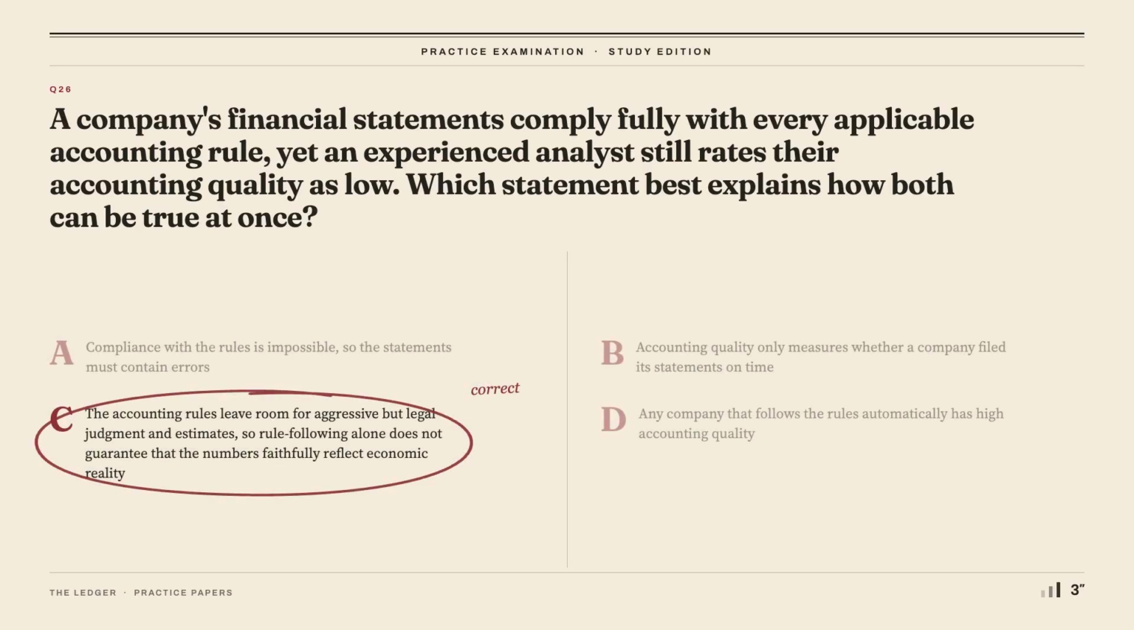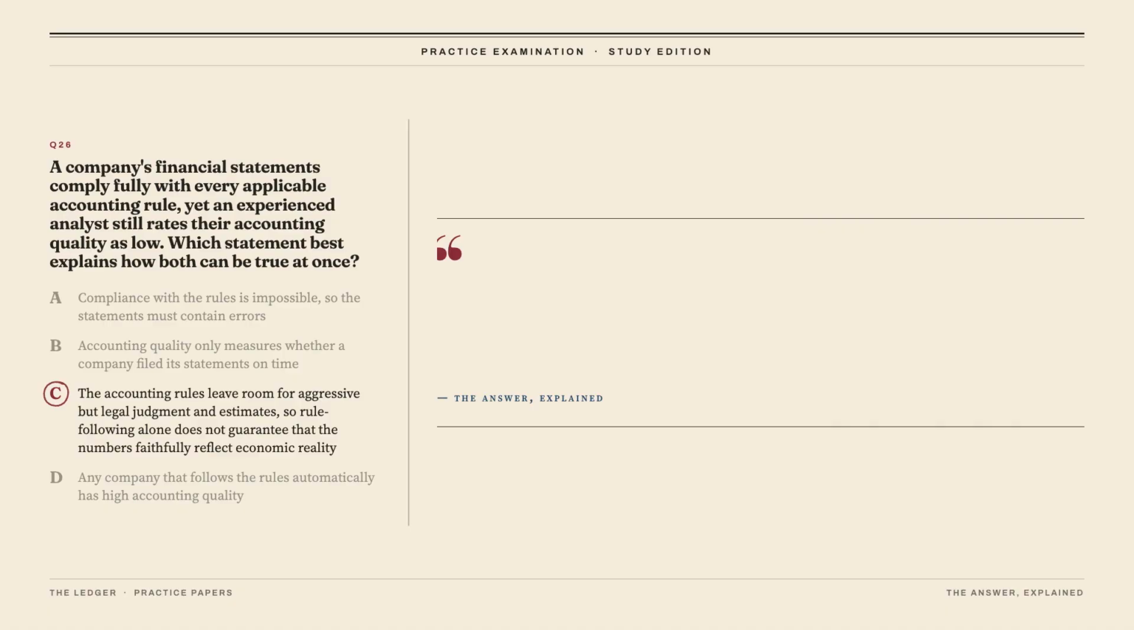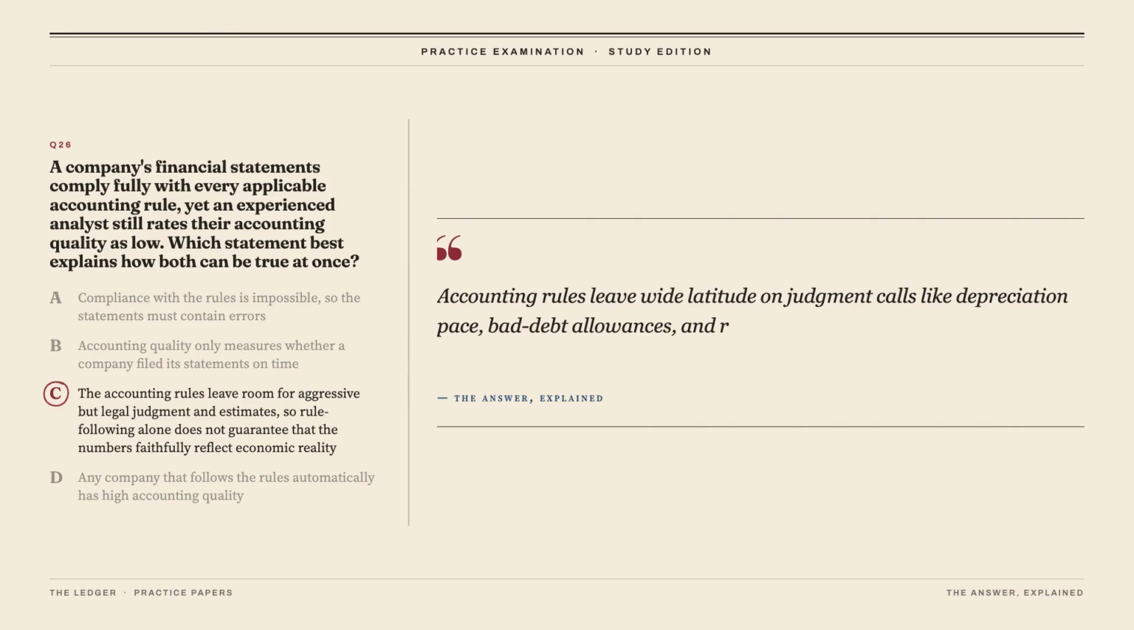The correct answer is C. The accounting rules leave room for aggressive but legal judgment and estimates. So rule following alone does not guarantee that the numbers faithfully reflect economic reality. C is correct because accounting rules leave wide latitude on judgment calls like depreciation pace, bad debt allowances, and revenue timing. A firm can honor every rule and still exercise that judgment aggressively, producing technically compliant numbers that do not faithfully reflect economic reality. Compliance is a floor, not a guarantee of quality.